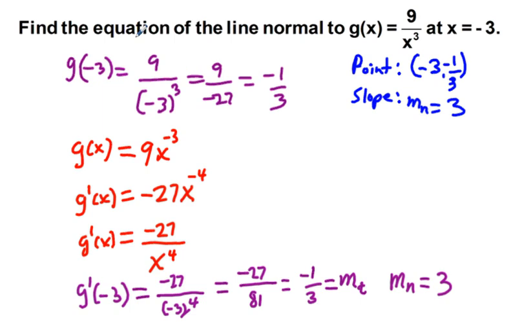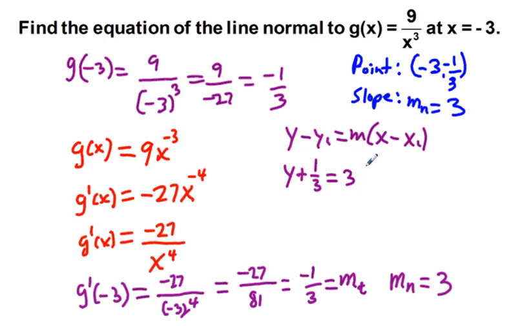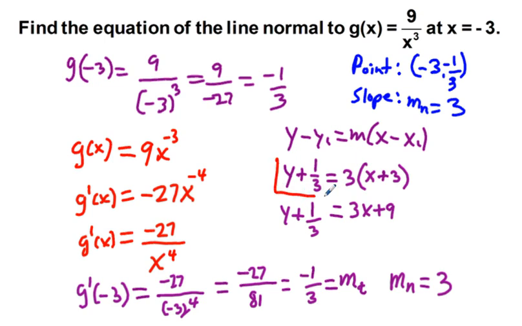is equal to 3. Now, using the point-slope form, we're going to have, again, y minus y sub 1 equals m times x minus x sub 1. And using these points here, we have y minus negative 1/3, so that would be plus 1/3, equals m sub n, which is 3, times x minus negative 3, which will end up being plus 3. And simplifying, we're going to have 3x plus 9, so y plus 1/3. And to solve for y, to get this in slope-intercept form, we would subtract 1/3 from each side. I'm going to just box in the point-slope form right here in red.